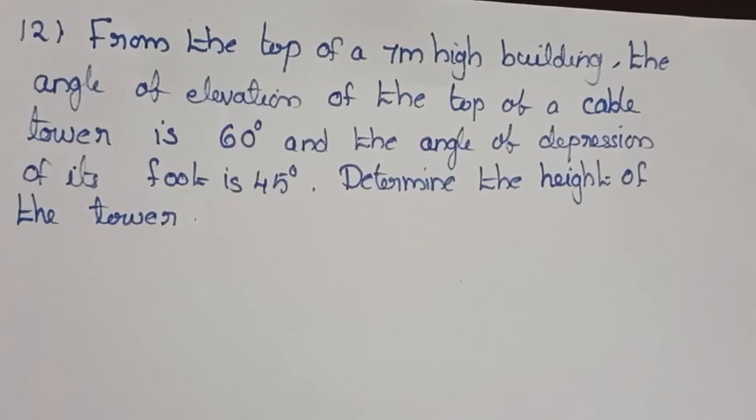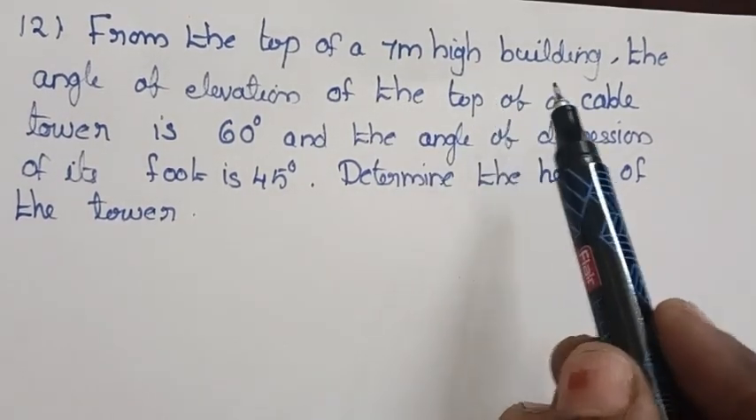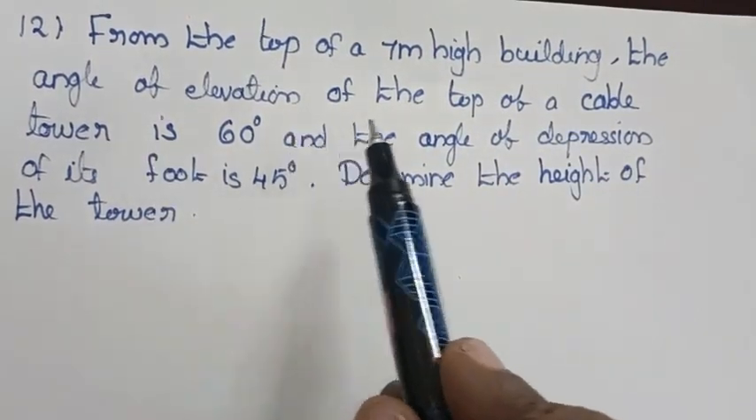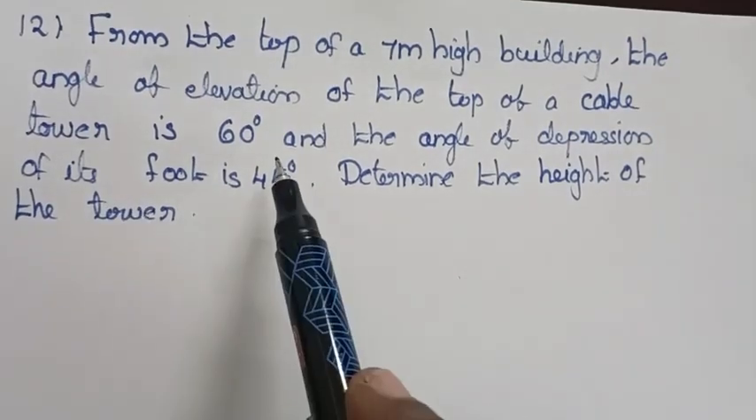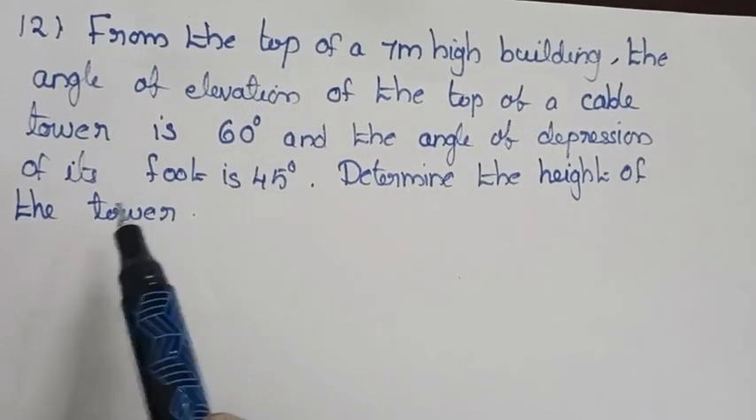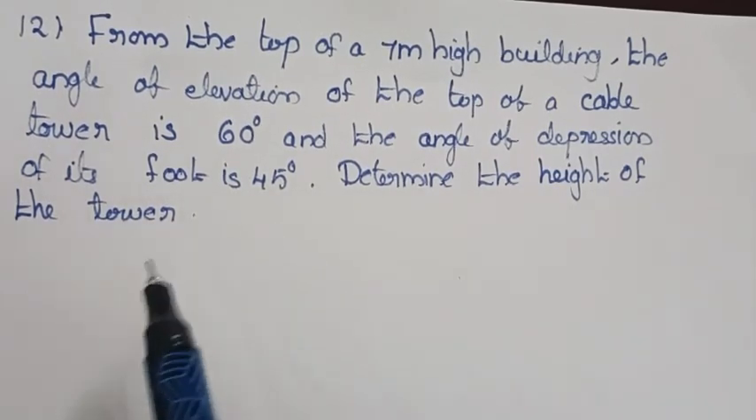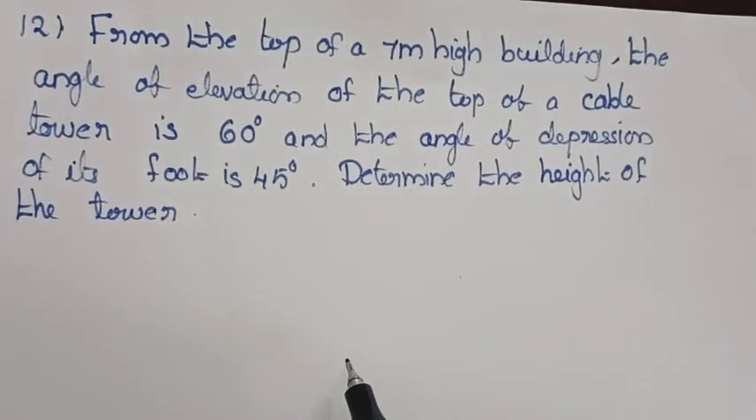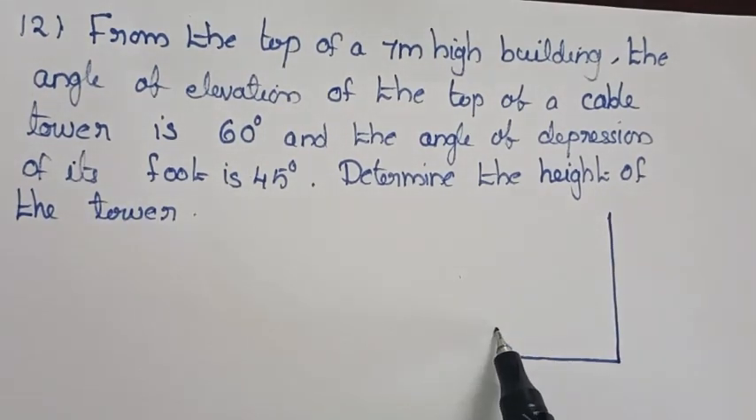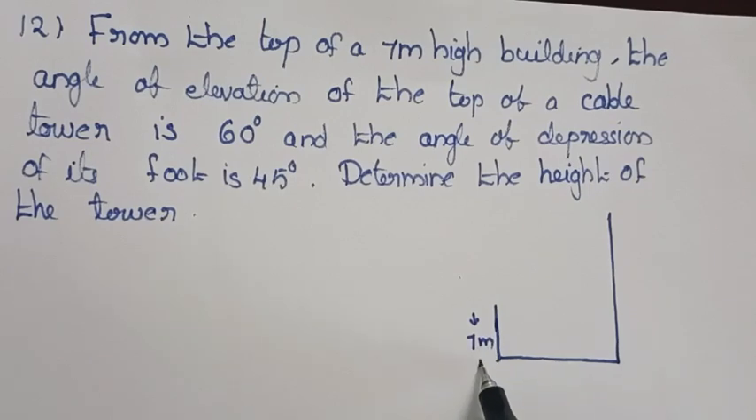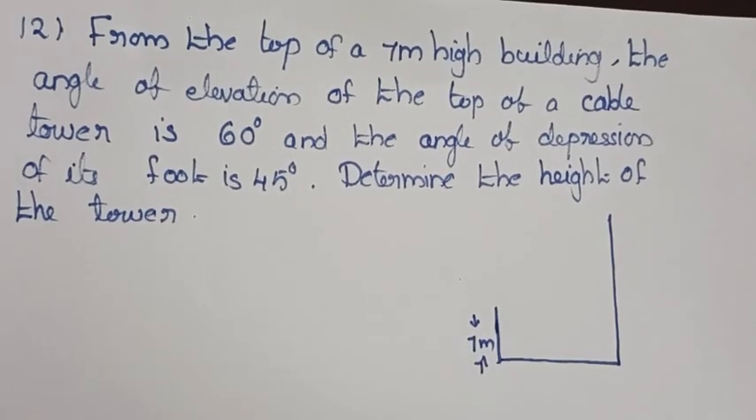12th question. From the top of a 7-meter high building, the angle of elevation of top of a cable tower is 60 degree and the angle of depression of its foot is 45 degree. Determine the height of the tower. So there is a 7-meter high building and a tower. Here it is 7-meter tall building. Height of the building equal to 7 meter.